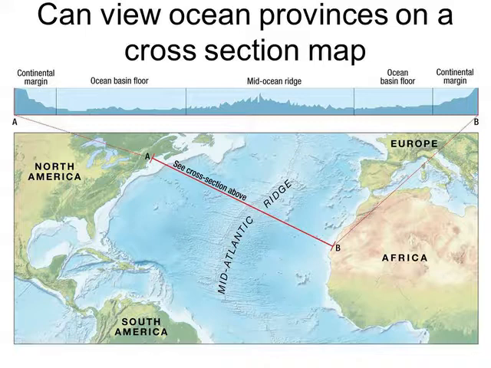Then when you get deep enough, you'll hit the ocean floor, and then you'll hit a mid-ocean ridge. And on the other side of the mid-ocean ridge, you will repeat the process. You'll have ocean basin and a continental margin before you hit point B. So let's look at each one separately.